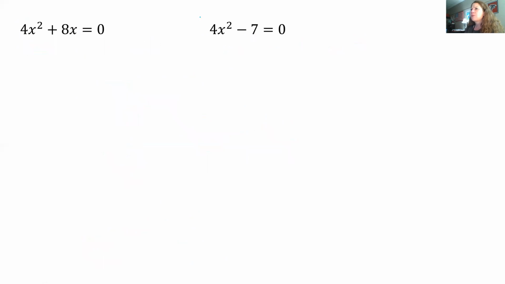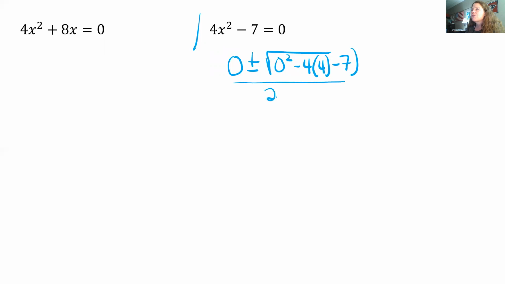All right, so on this one, I can't simplify this. I can't pull anything out of 4x squared and 7. They don't have any common factors. So we're going to do the opposite of B. So the opposite of 0 is 0, plus and minus 0 squared minus 4 times A times C over 2 times A. So 0 squared is 0.